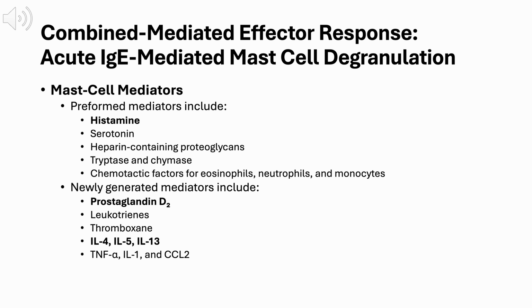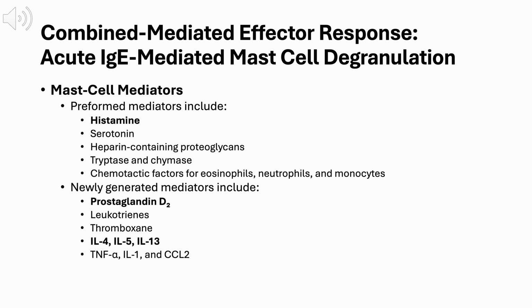Let's catalog the mast cell arsenal, because these molecules explain both the symptoms and the therapeutics of allergic disease. The preformed mediators, stored in granules and released instantly, include histamine, the star of the show, serotonin, heparin-containing proteoglycans, the proteases tryptase and chymase, which incidentally serve as useful markers of mast cell activation, and chemotactic factors that summon eosinophils, neutrophils, and monocytes to the scene.